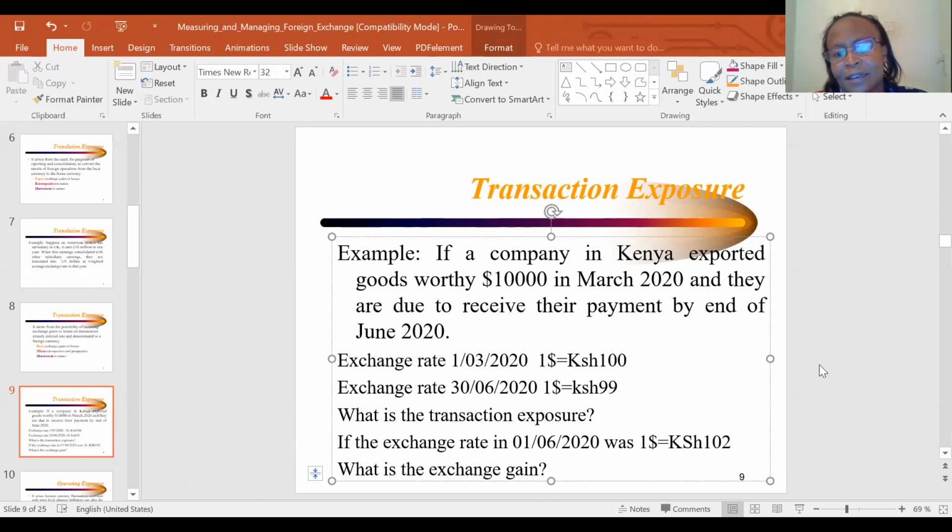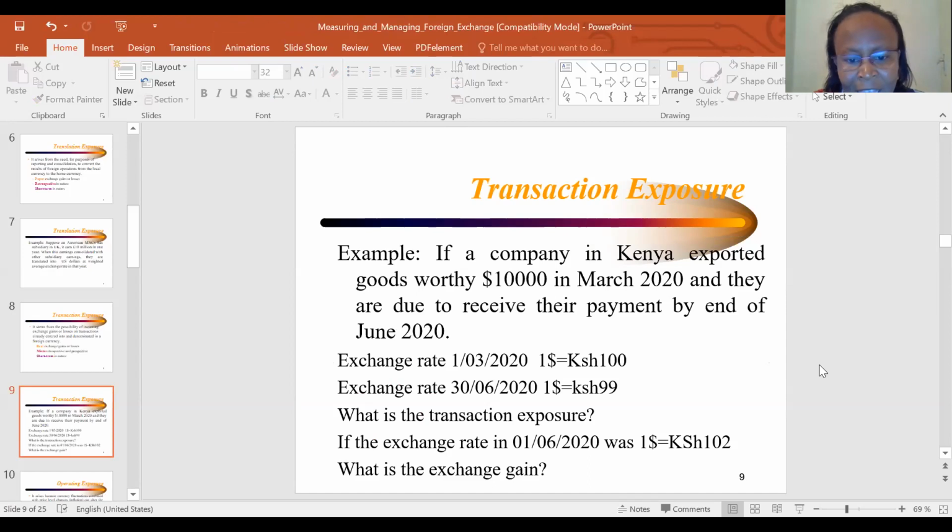If a company in Kenya exported goods worth $10,000 in March 2020, and they are due to receive their payments by end of June, you have issued the invoice and you are supposed to receive your payment by the end of June. The exchange rate when you are transacting was 100 Kenya shillings for every $1. The exchange rate at the time of the payment is at 99. Let's assume you have done nothing to manage that exposure.